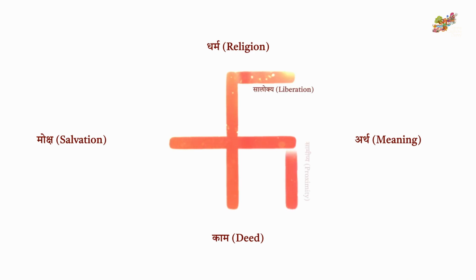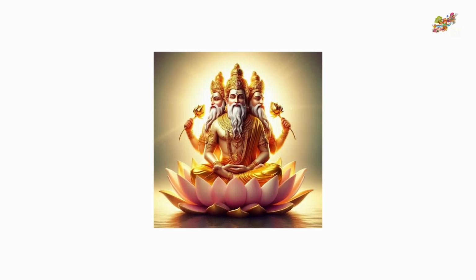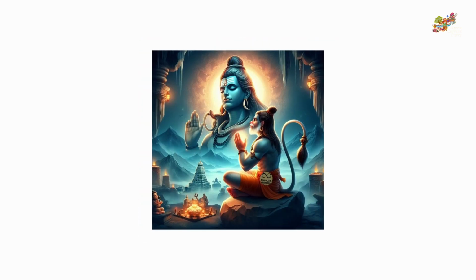Salokya, being in the same world or sphere as the Supreme One. Samipya is closeness to the Supreme One. Sarupya is similarity in appearance. Sayujya means the stage when one merges with the Supreme One. Here the Supreme One is the ultimate God whom we want to worship. So in our scriptures we worship 3 primary devatas: Brahma, Vishnu and Mahesh. Most of the avatars are derived from Vishnu and Shiva.